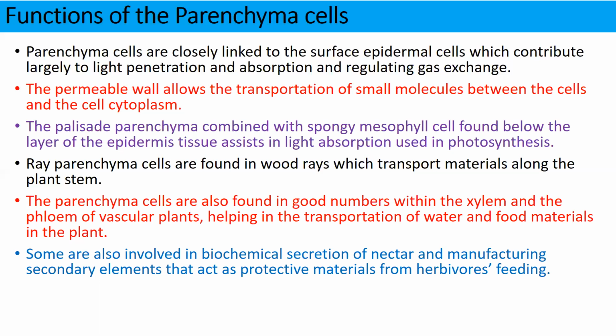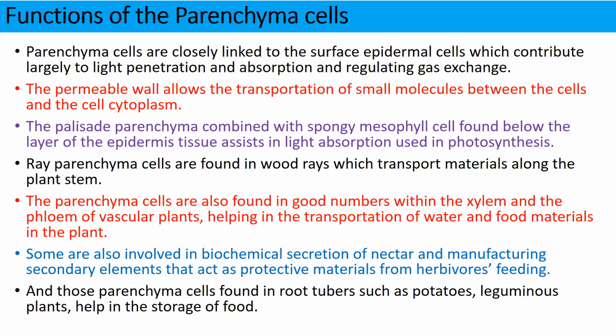Some of these cells are also involved in biochemical secretion of nectar and manufacturing secondary elements that act as protective materials from herbivores' feedings. And lastly, these parenchyma cells found in root tubers such as potatoes and in leguminous plants help in storage of food.